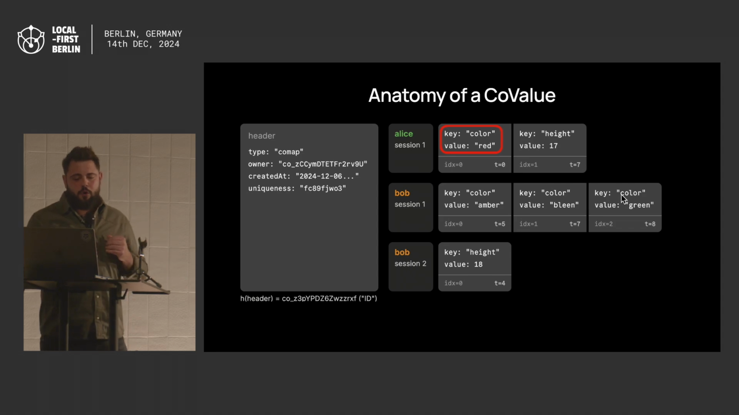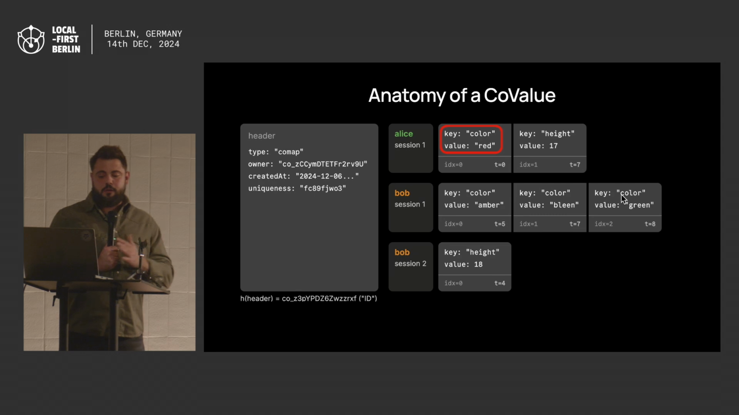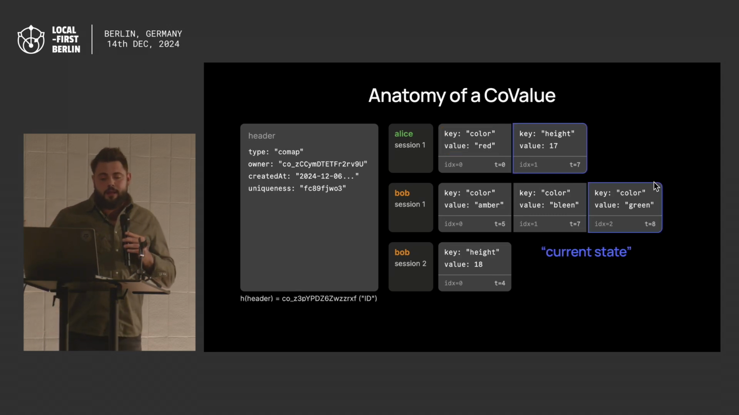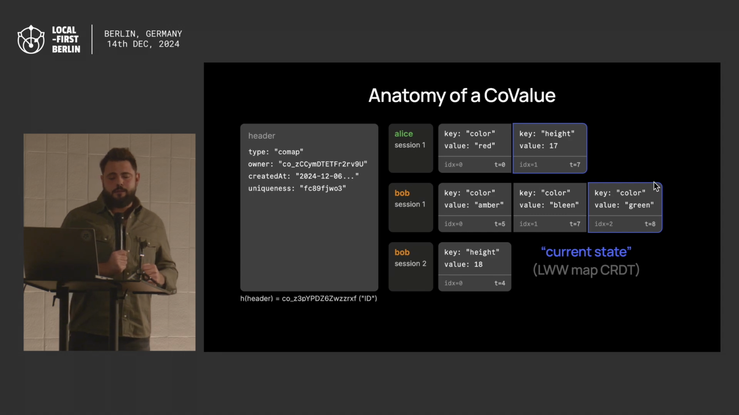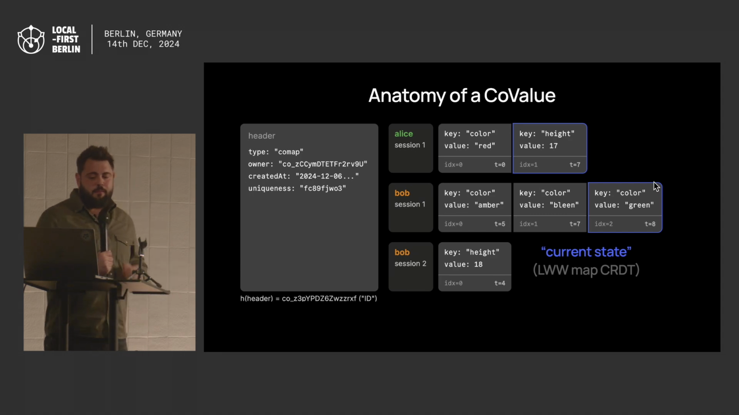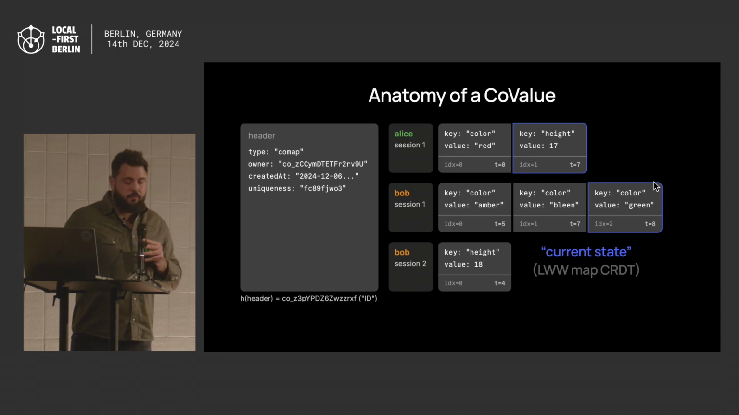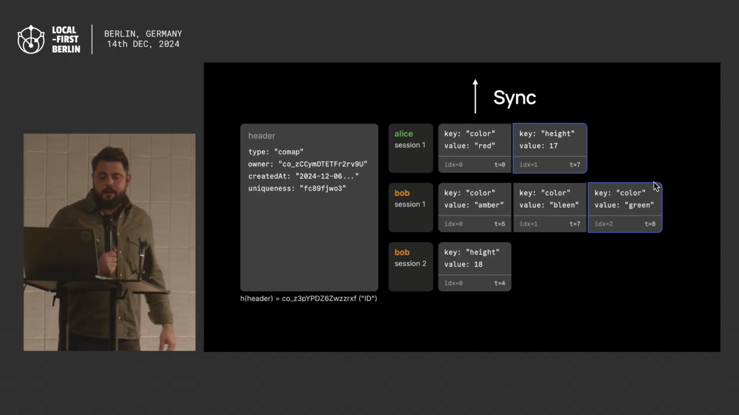For example, for a comap, the entries of the append-only logs would be set or delete operations with a key and a value. And you can get the current state of the comap by finding the newest in-time entry for each key, which is also known as last writer wins. And for a colist, for example, the entries would be append after or prepend before operations with list items. So this is simple enough, right?